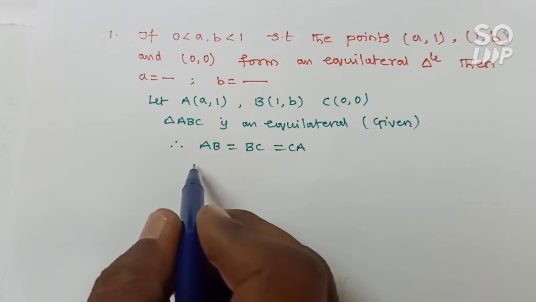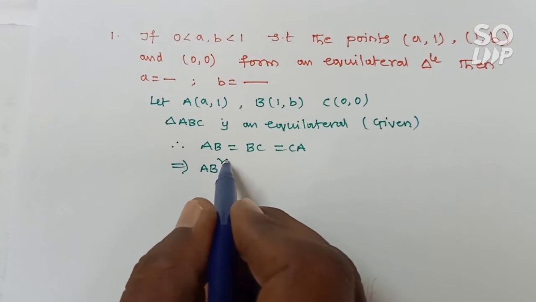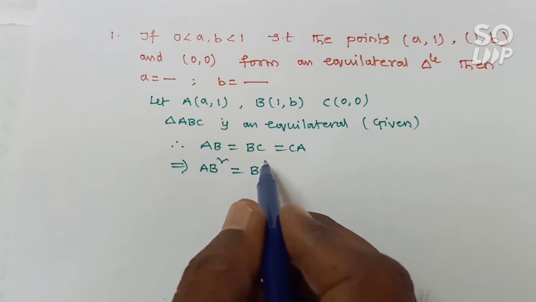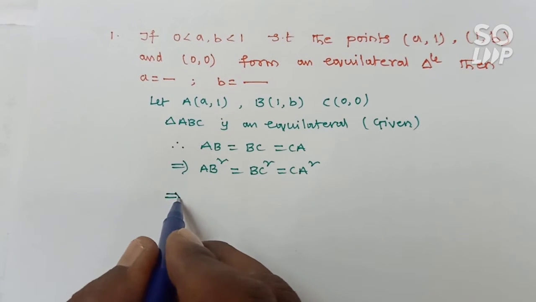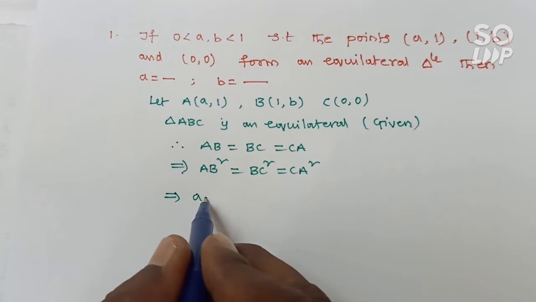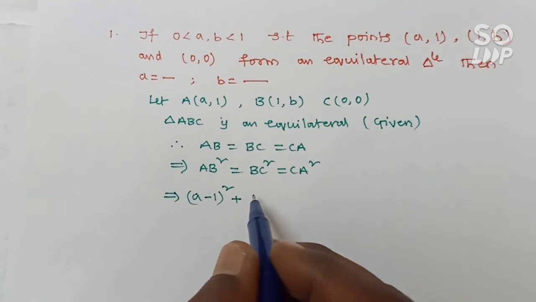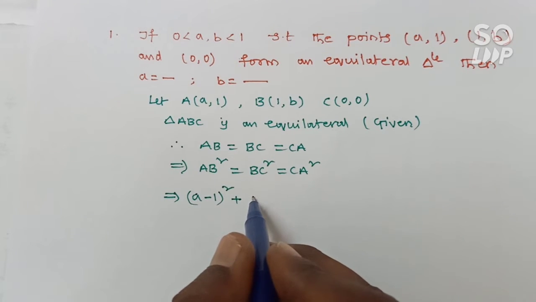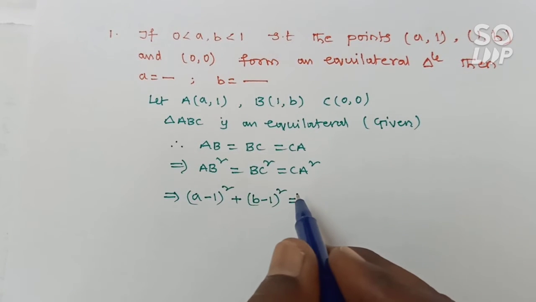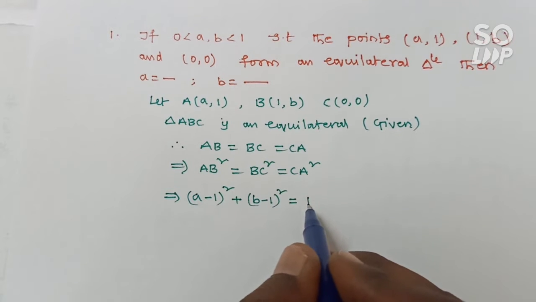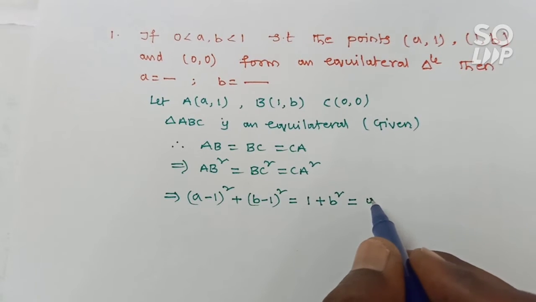That means you do the squaring. That implies AB squared = BC squared = CA squared. Now substitute. AB squared is (a minus 1) whole squared plus (1 minus b) whole squared, or (b minus 1) whole squared, is equal to BC squared, which is 1 plus b squared, and CA squared is equal to a squared plus 1.